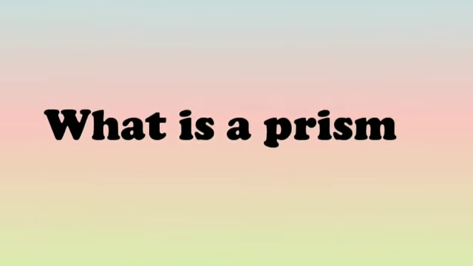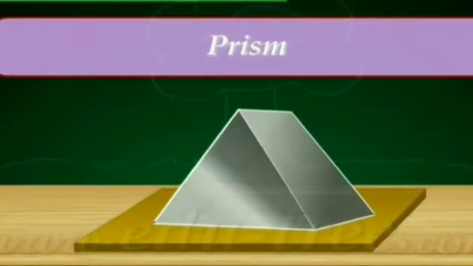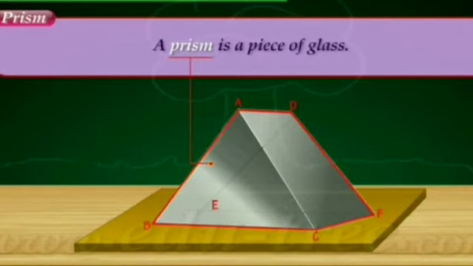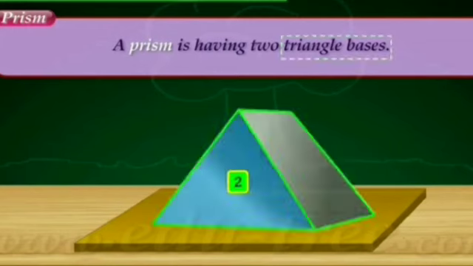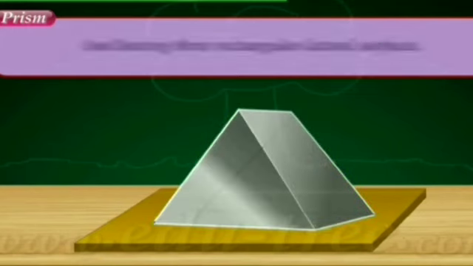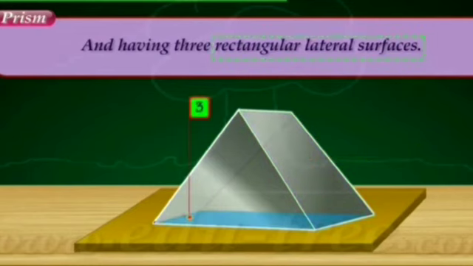First, we can understand what is a prism. Actually, prism is made up of a piece of glass. Prism has two triangular bases and three rectangular lateral surfaces as represented here.